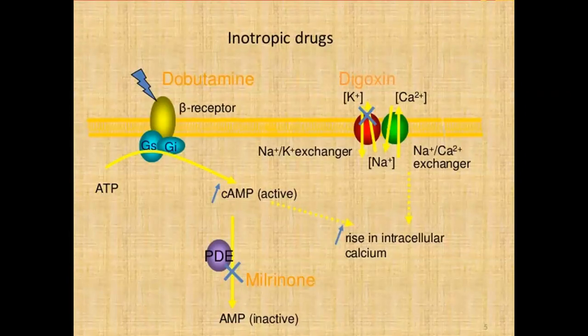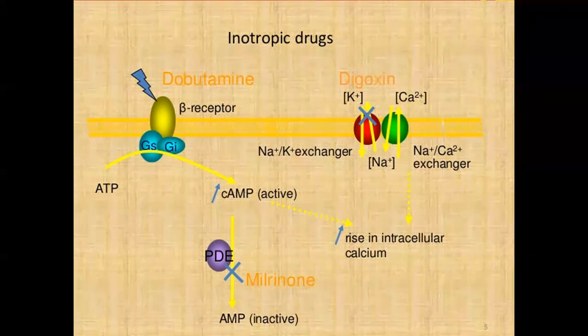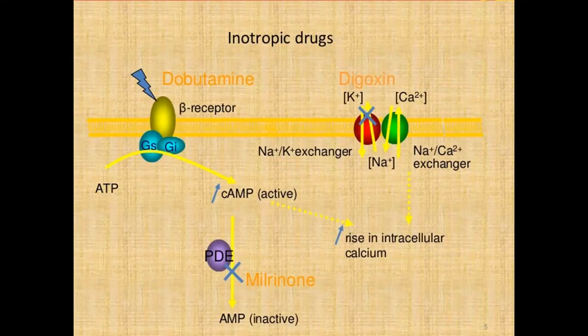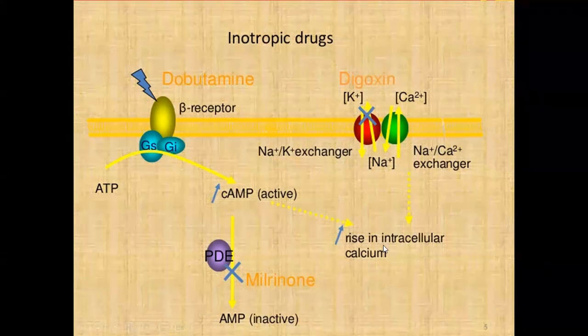All right, so this slide shows us the different mechanisms of action of different classes of inotropes: dobutamine, digoxin, and milrinone, as you can see here. The end of it is that there's an increase in intracellular calcium, which, if you remember the excitation-contraction coupling of your myocardial muscle cells, leads to increase in cardiac contractility. And that's how inotropes lead to increased myocardial contractility. At the end of the day, it leads to an increase in intracellular calcium.